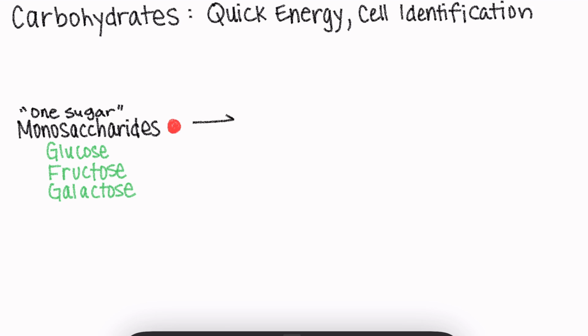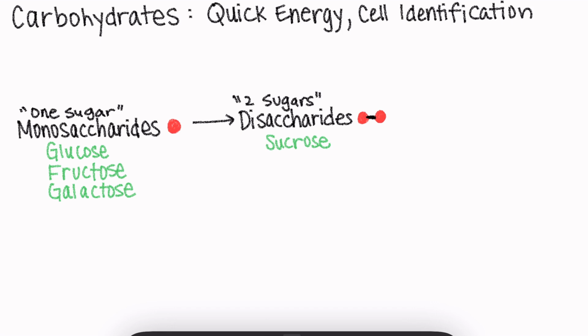They can be put together to form disaccharides. And disaccharides means two sugars. So if you put together two glucose molecules or a glucose and a fructose and connect them with a covalent bond, then you can make something like sucrose, which is table sugar, or lactose, which is milk sugar.